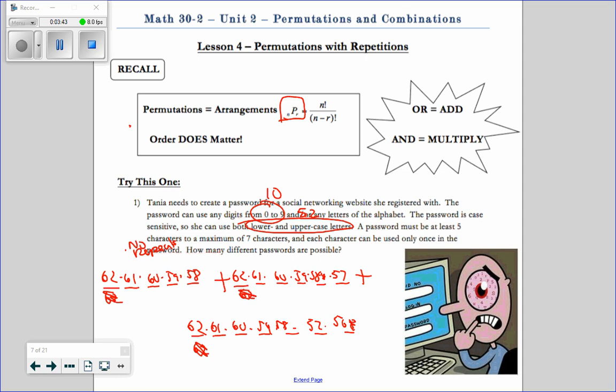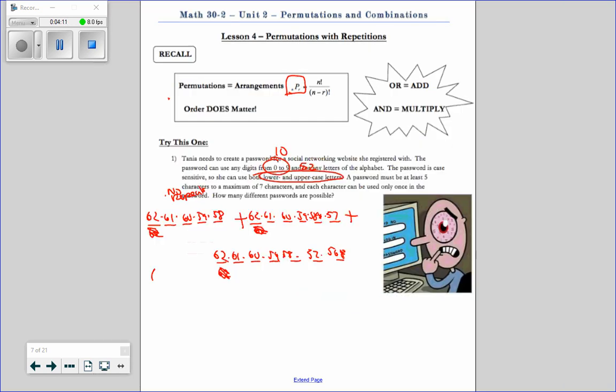Are you expecting a fairly large answer? Yes. In the next unit, we'll ask what is the probability of somebody guessing your password on one try? It would be 1 over that massive number. Yep. So if you did this with P's, you would have 62P5 plus 62P6 plus 62P7, which looks way prettier than that.